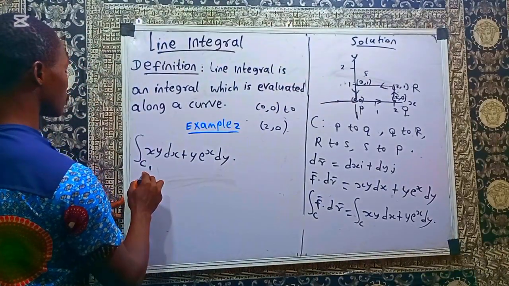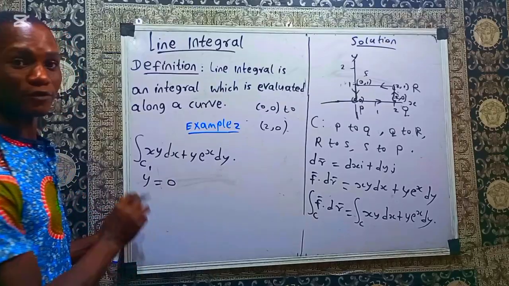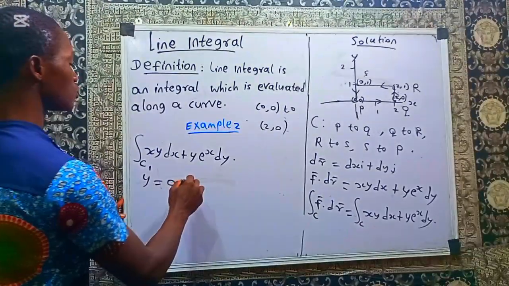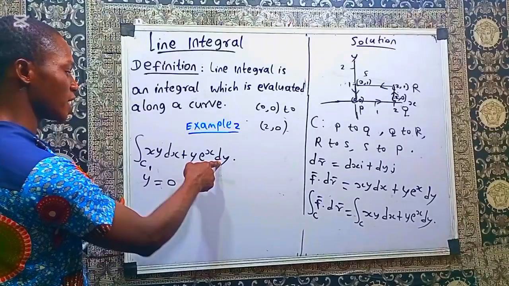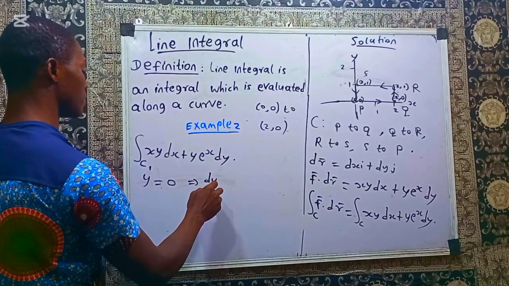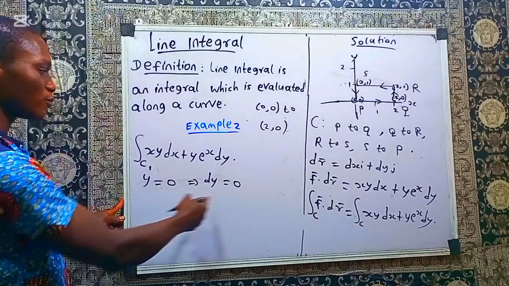So for that one, y is equals to 0, right? For that one, y is fixed. So if y is 0, which implies what? I can get this dy here. So dy will be equals to what? 0 too, because y is 0. Changing y will be 0.